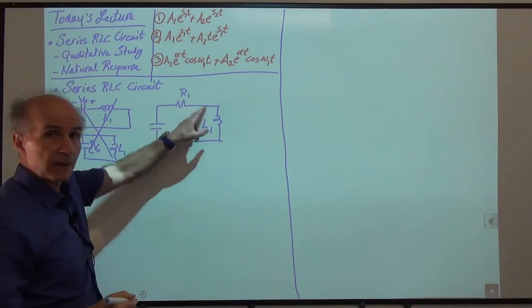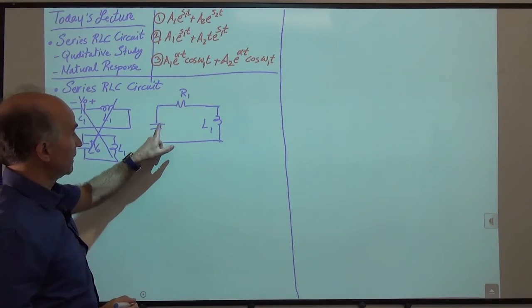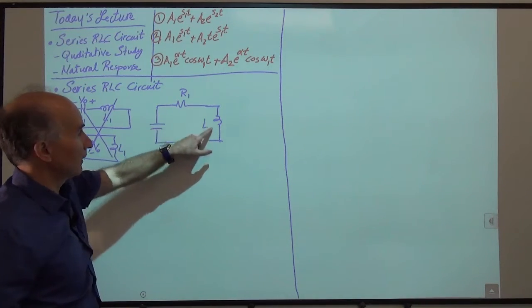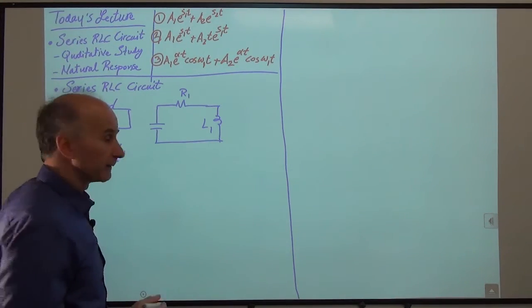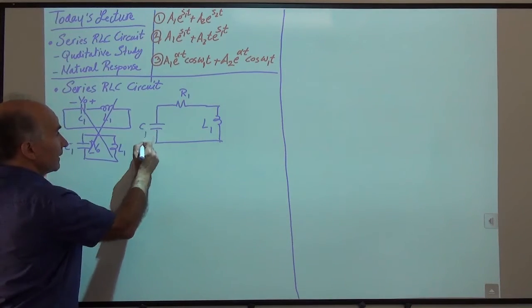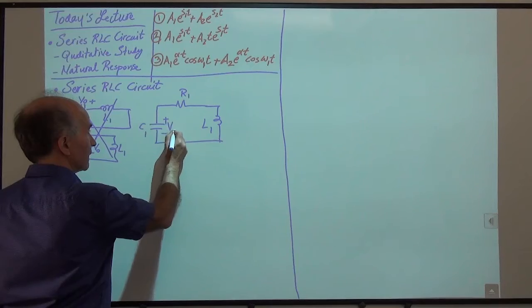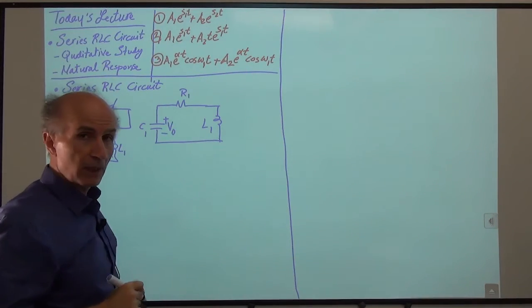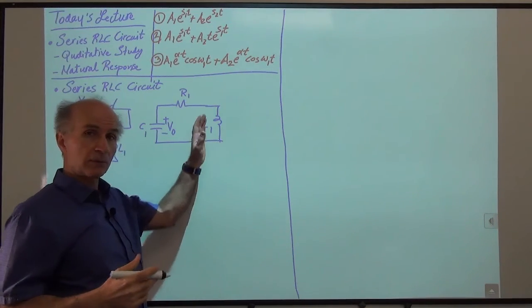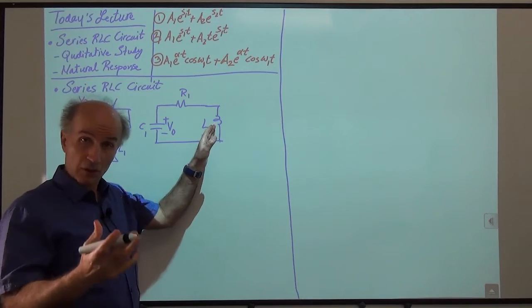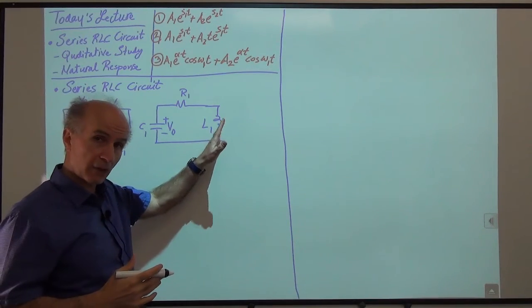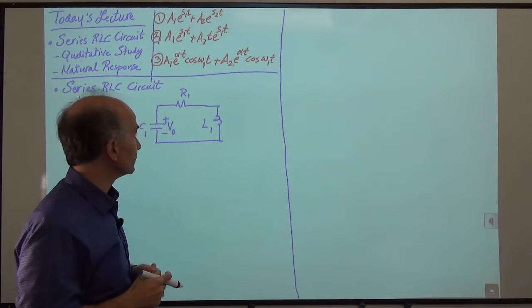You can see that they're all in series because they carry the same current. You see the current flows through all of them by the same amount. Okay, so this is the circuit of interest to us. Again, we have an initial condition of V0 on the capacitor and no initial condition through the inductor. Of course, in the general case, we should also include an initial condition here.